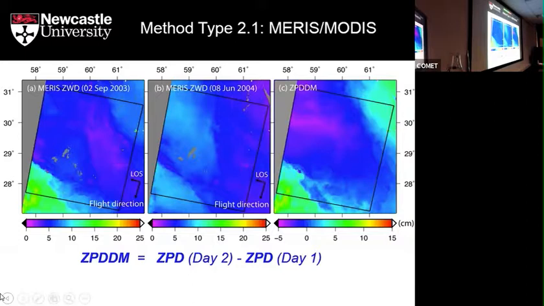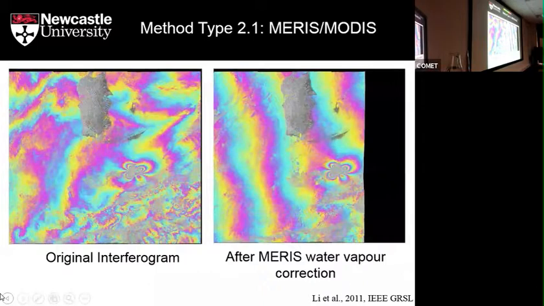And here is an example of using MERIS to correct your interferogram. This is the original interferogram. You can see here and here very clear noise from the atmosphere. After MERIS water vapor correction, you will have these smooth fringes, which come from the orbit because we don't have a precise orbit for this satellite. And after removing these orbital ramps, we got a very clean interferogram free of atmospheric error. So it's a very successful correction example using MERIS.